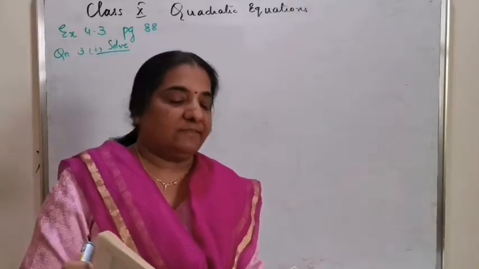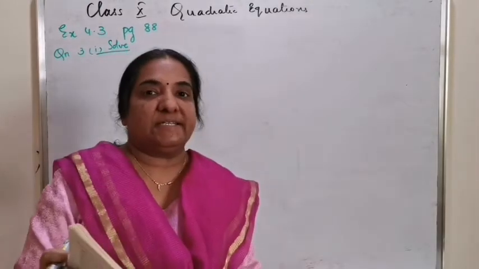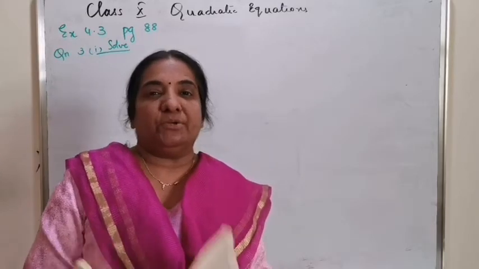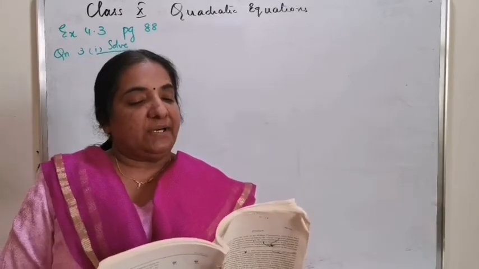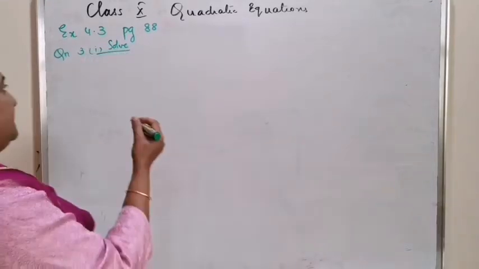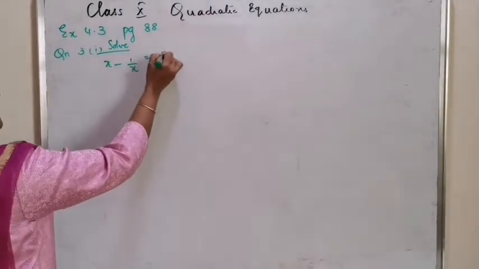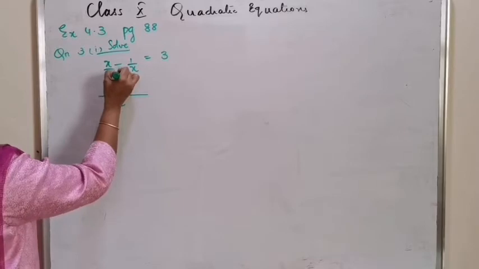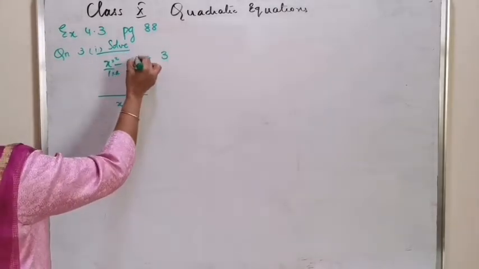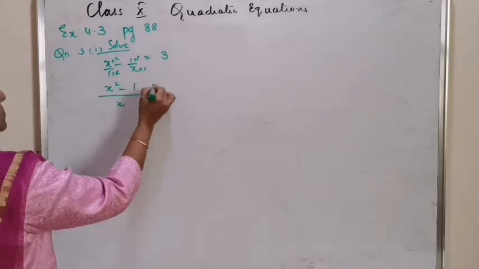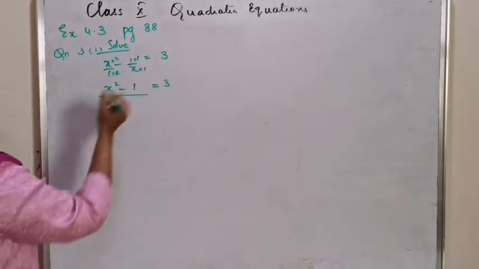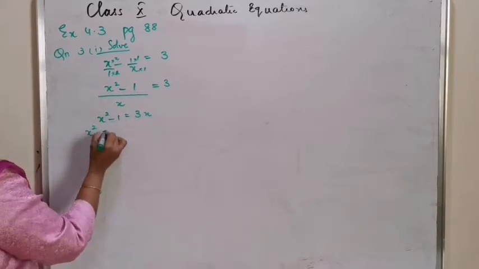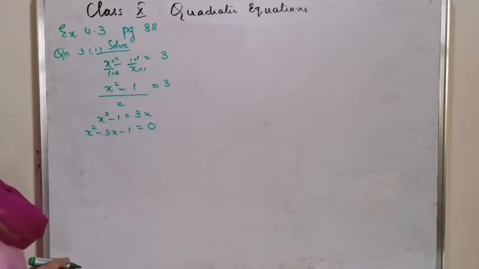Next, exercise 4.3, page 88, question 3 onwards. Question 3, find the roots of the equations. Very important question, mark it as important. The first one, x minus 1 by x is equal to 3. By LCM, it is x square minus 1 by x is equal to 3. By cross multiplication, x square minus 1 is equal to 3x. Arranging as x square minus 3x minus 1 is equal to 0.